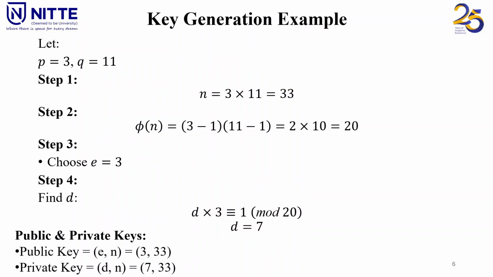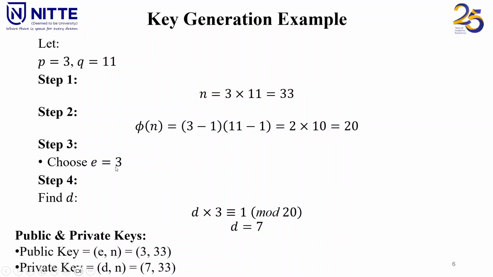So now we try to understand with one worked example here. The prime numbers we are going to be choosing for P and Q will be 3 and 11, the two prime numbers. Then we compute the product of the two prime numbers, 3 cross 11, which is 33. Then we calculate the totient function phi of n, that is (3 minus 1) into (11 minus 1), 2 into 10, 20.